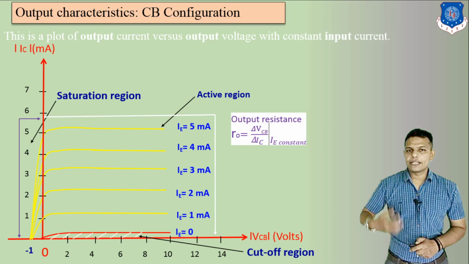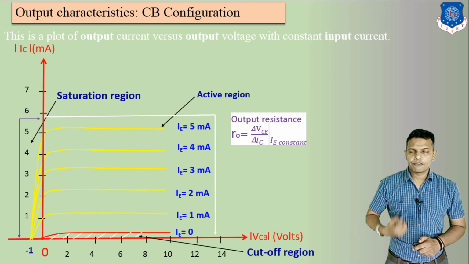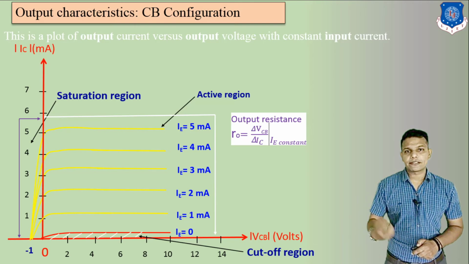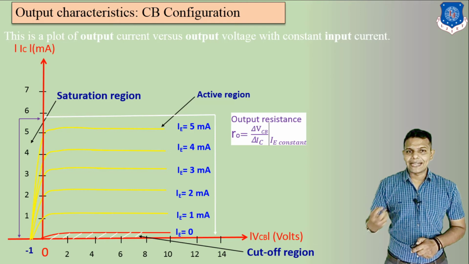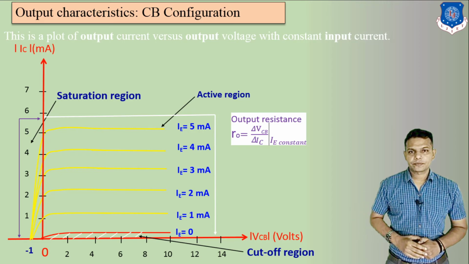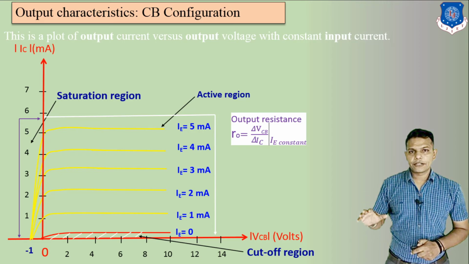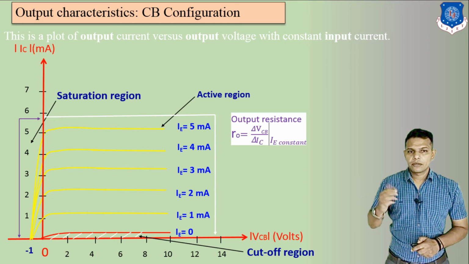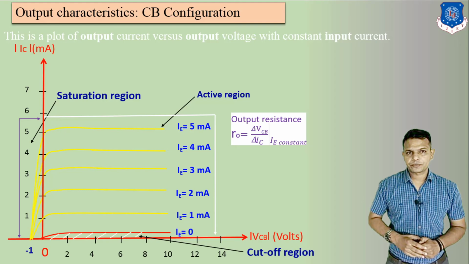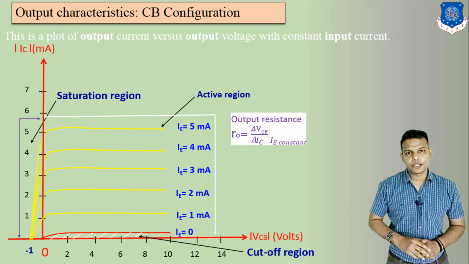Now similarly to what we already discussed in input characteristics, here we are going to discuss RO, which is known as output resistance, equal to delta VCB upon delta IC at constant IE. So here we can see these are the different regions, cutoff region, active region and saturation region of CB configuration.